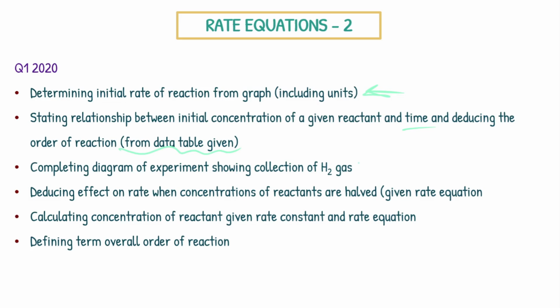Completing a diagram of experiment showing collection of H2 gas, so a bit of a practical side of things here. Deducing the effect on rate when concentrations of reactants are halved, given the rate equation. This should be a bracket here. Calculating the concentration of reactant given the rate constant and rate equation. So another calculation question. And defining the term overall order of reaction.